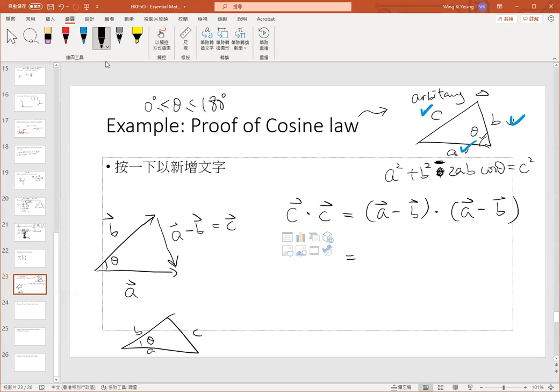And then we're going to expand these brackets. Expand it, and you get A dot A minus B dot A, multiplying like this and then like this, and then minus A dot B plus B dot B.